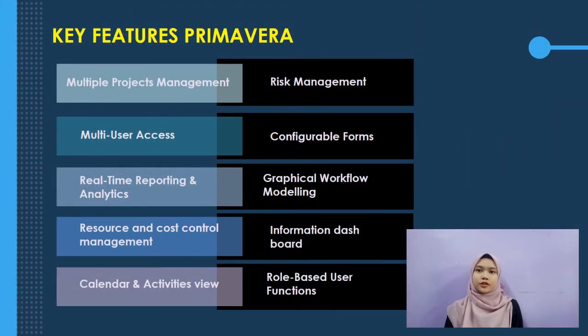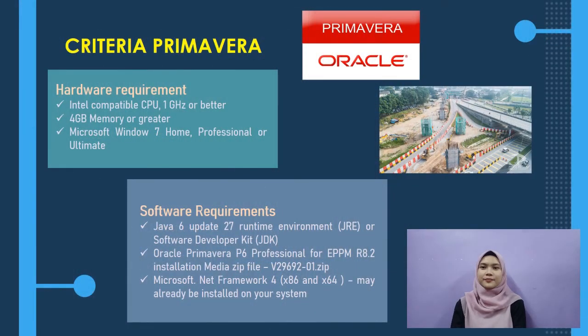Okay, here are the key features of Primavera. Actually, there are more than 10 features for Primavera, but I just list 10 of them. And it shows the difference between Primavera and other project software. Alright, multi-access is one of the different features of Primavera. Here are the criteria for Primavera. First is hardware requirement and software requirement. All these requirements are needed to install and run the software.